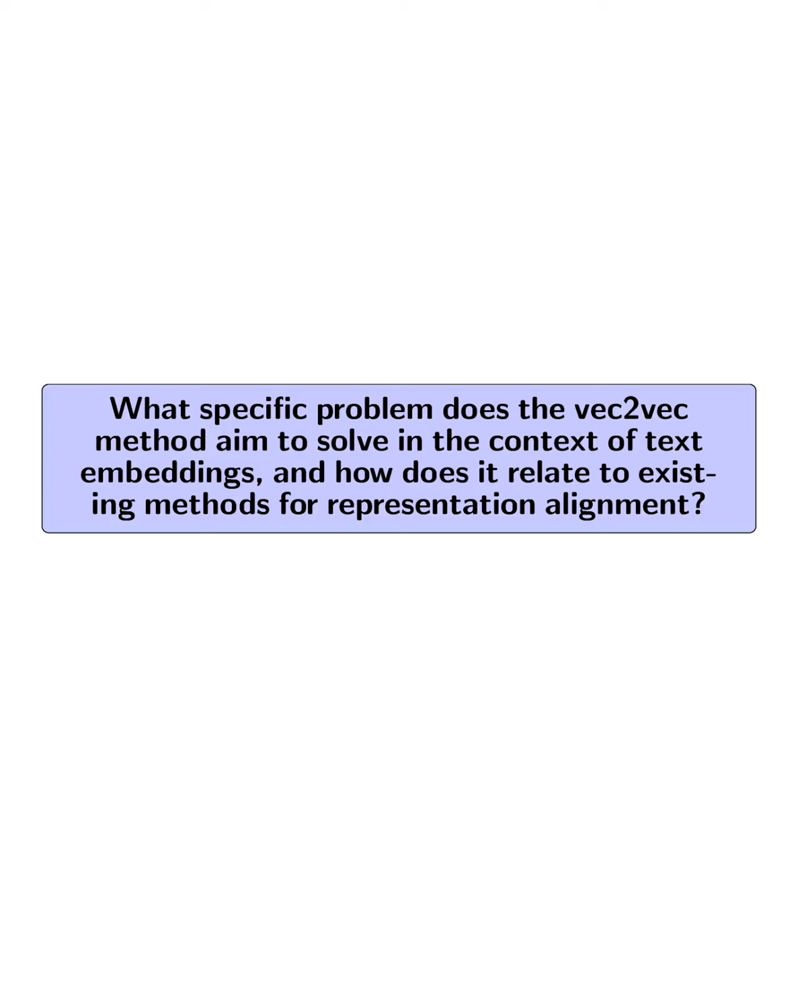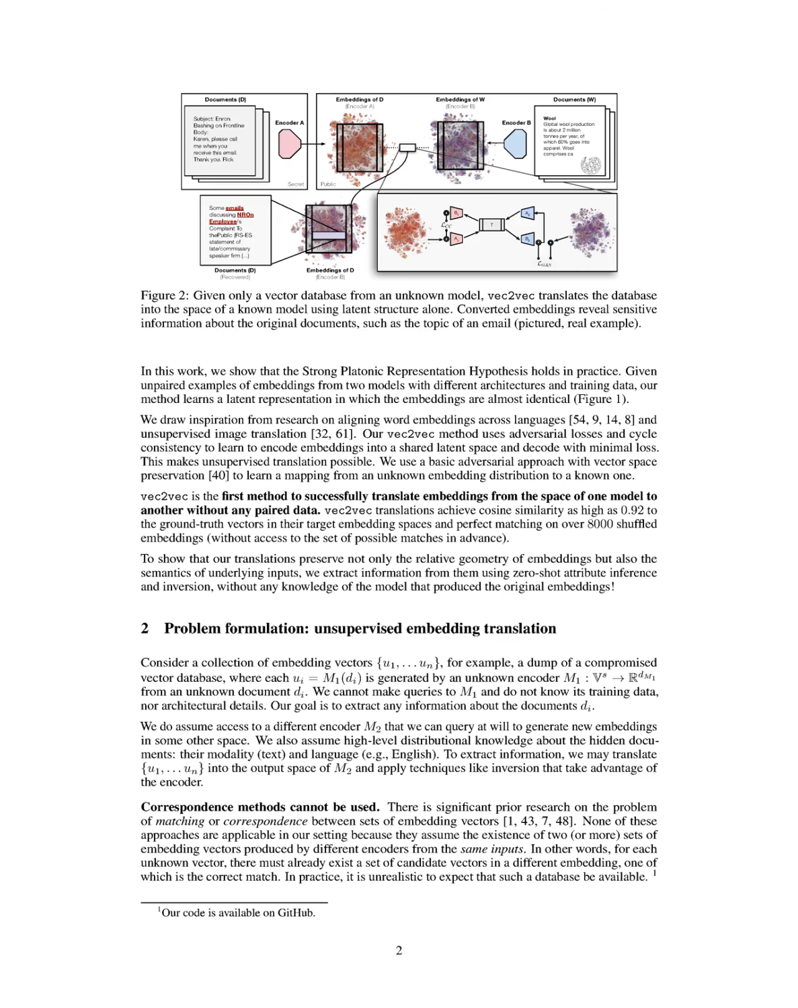What specific problem does the vec-to-vec method aim to solve in the context of text embeddings, and how does it relate to existing methods for representation alignment? The vec-to-vec method aims to solve the problem of unsupervised translation of text embeddings between different models, without requiring paired data or knowledge of the original encoder.